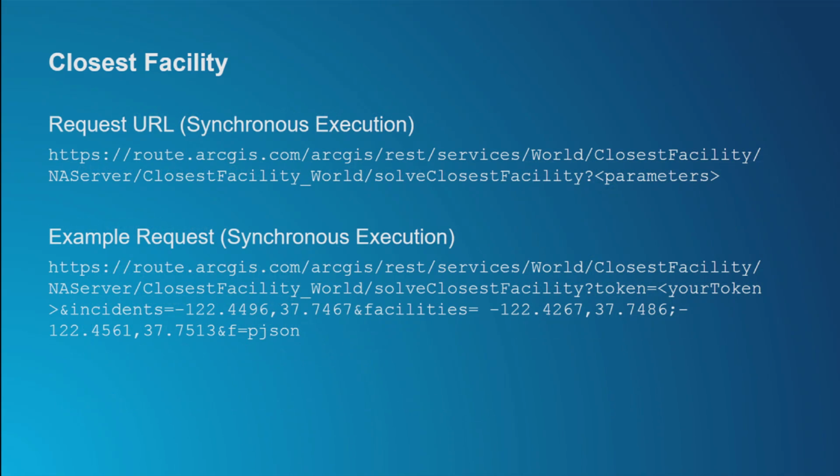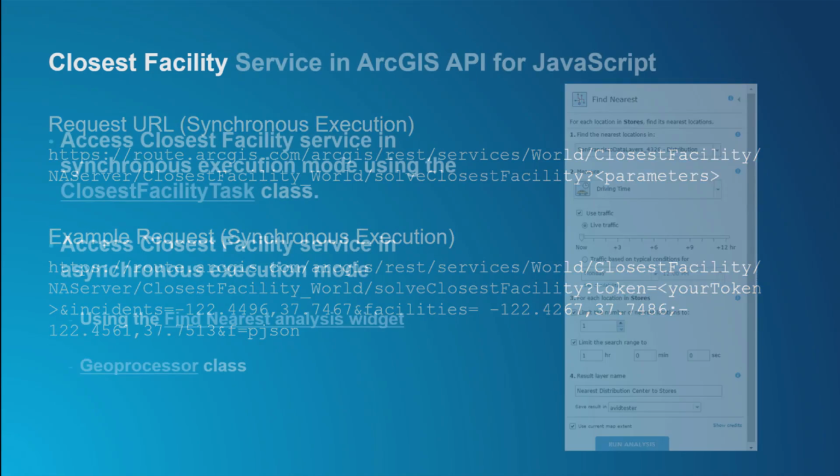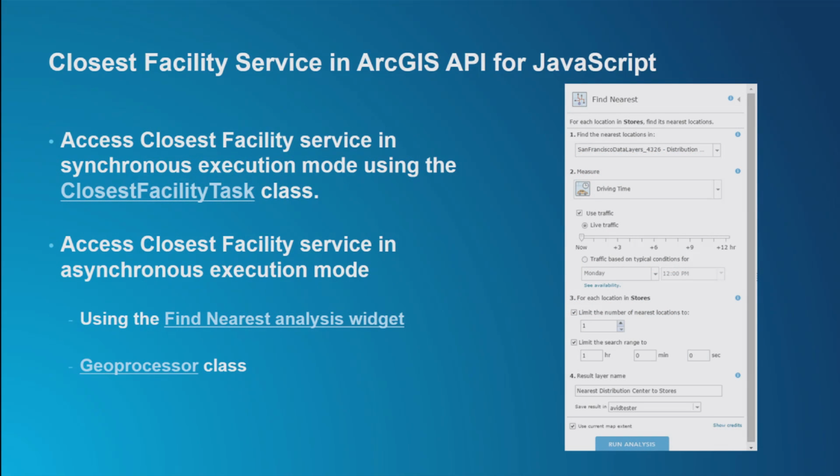So again, for synchronous execution, the URL is simple. You call the solve closest facility operation, and you pass XYs for incident and facilities, along with other parameters which would be optional. In JavaScript API, there is no directions widget kind of functionality. You have to build your own if you want to quickly expose the synchronous endpoint.